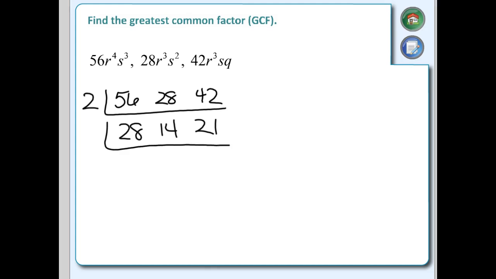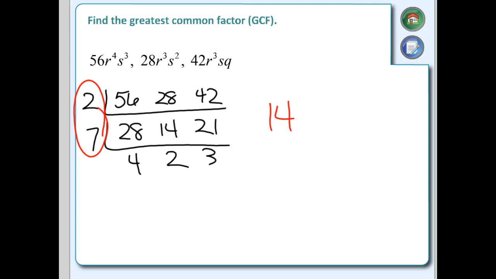My next prime number is 7. 7 goes into 28 4 times. 7 goes into 14 2. 7 goes into 21 3. So we're done. Okay, we can't do anything else. So 2 times 7, the number part is 14.